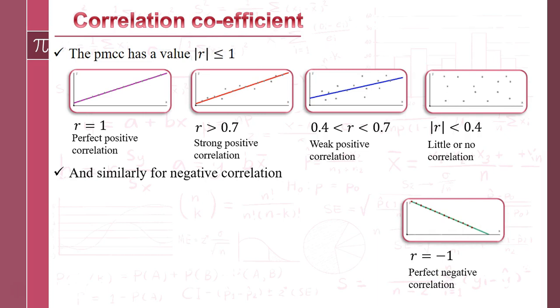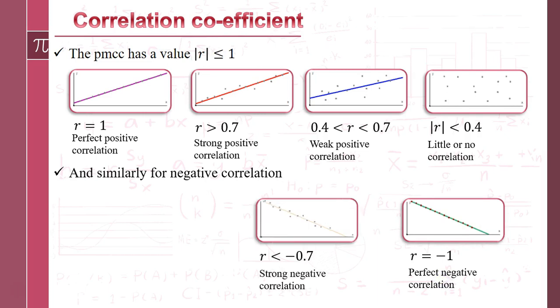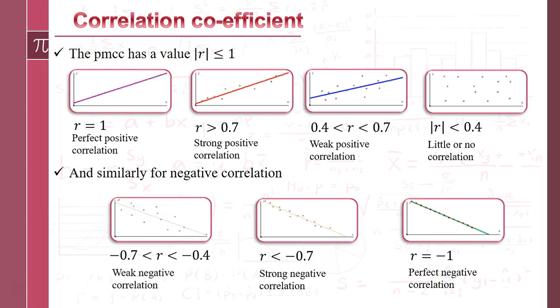There's our perfect negative correlation, a value of R that's -1. There's our strong negative, a value of R that is less than -0.7, or between -0.7 and -1. And there's our weak negative correlation. And obviously the no correlation, you can still have a very, very weak negative correlation between -0.4 and 0, but it's that weak. So really there is no real link between the two variables.